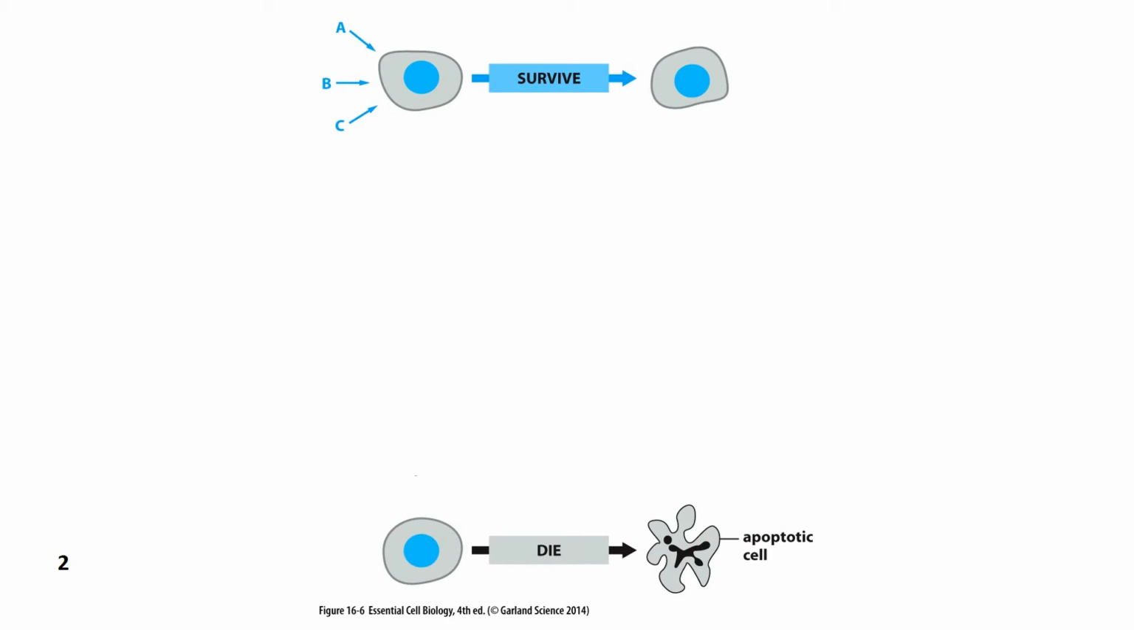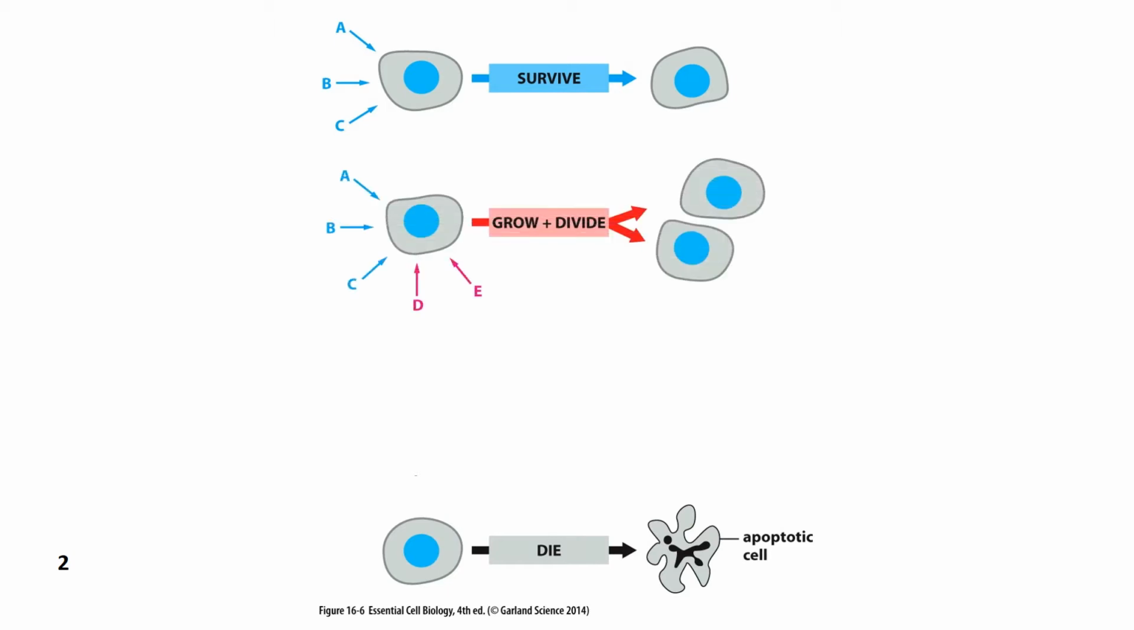In order for a cell to simply survive, it must receive signals from the extracellular environment. Just like ourselves, in the absence of any communication, a cell will die. There are multiple signals that can be received in order to induce a cell to survive. But if a cell receives additional signals, it can do other things.